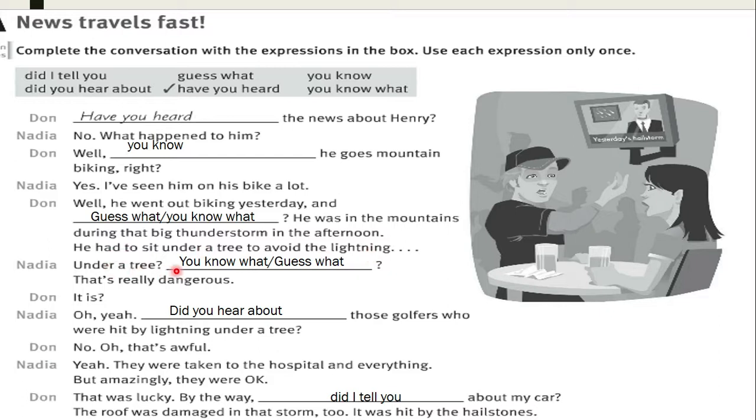Under a tree. You know what? Guess what? That's really dangerous. You know what or guess what?